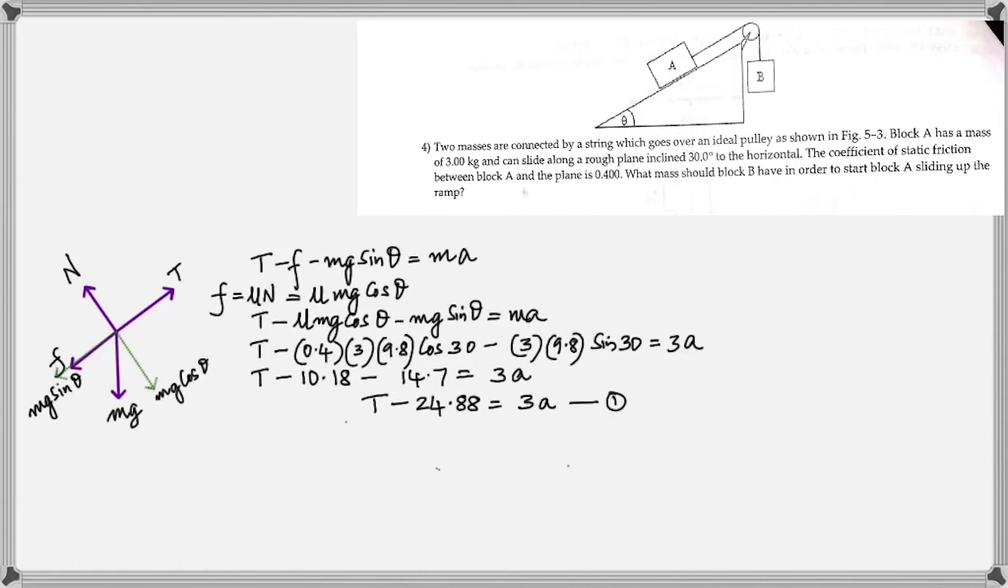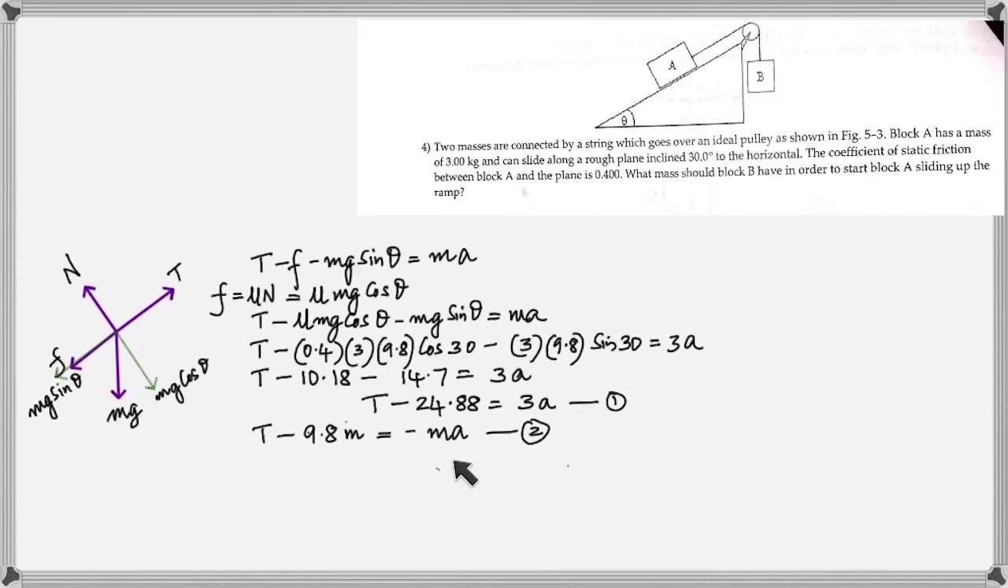Now let's look at object B. What are the forces acting on object B? There are only two forces on object B, and one of them is the tension in the string upwards, and the other is the weight. And weight is mg, so we do not know the mass, that's why we have labeled it as m times g, which you can see here. So T minus mg, so 9.8 m, we do not know the mass again, is equal to minus ma.